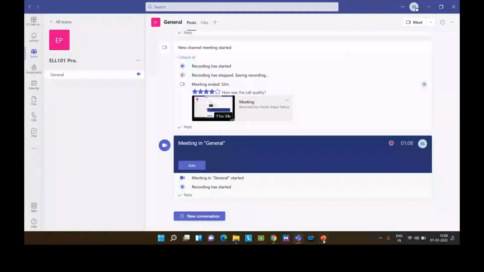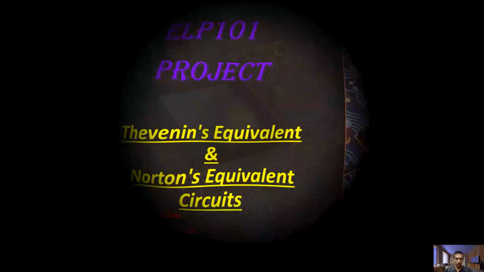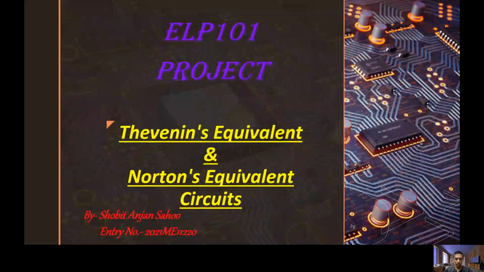And here I am going to demonstrate my project on ELP101. So let me share my screen. So my project is on Thevenin equivalent and Norton equivalent circuit.